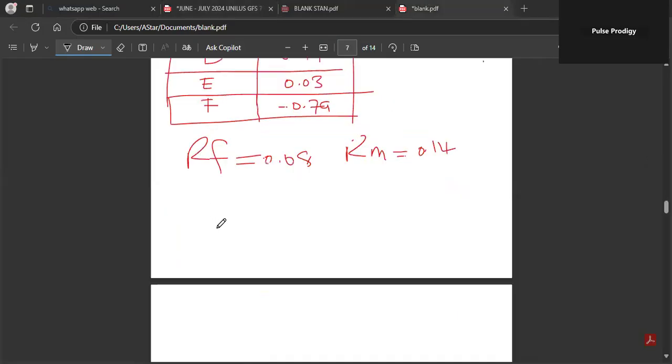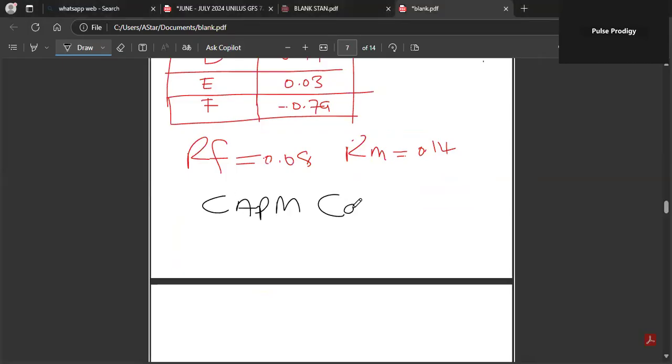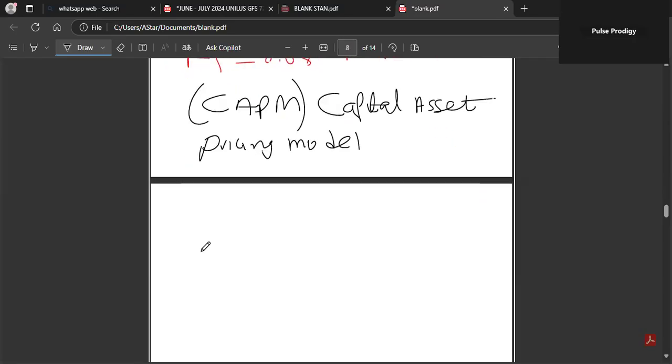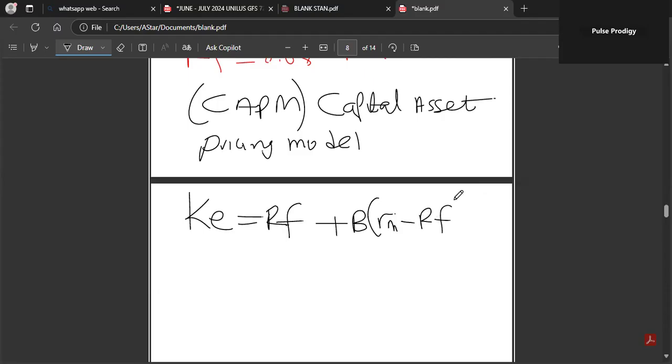For the required rate of return, we use what we call CAPM, which is the capital asset pricing model. So for this one, KE is equal to RF plus beta, return of the market minus risk-free. KE is called the required rate of return.